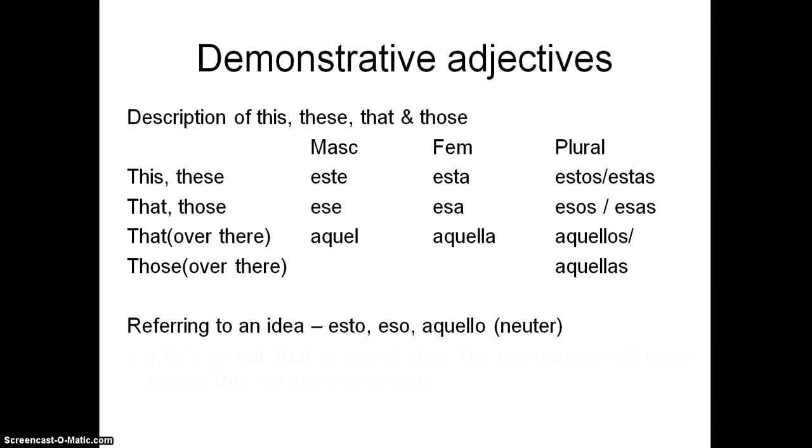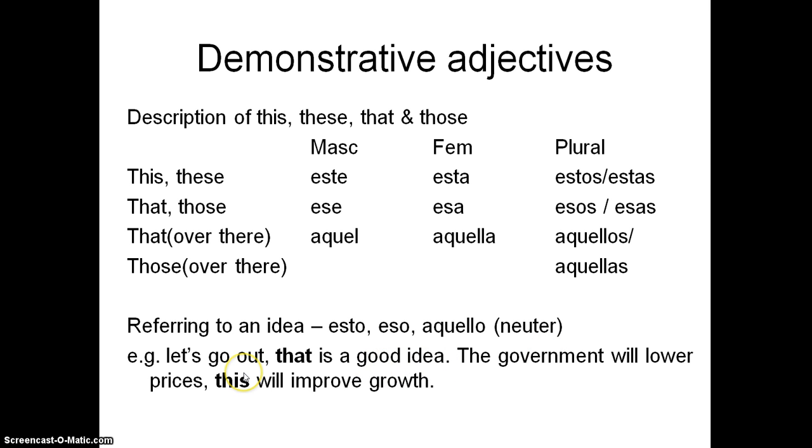So let's give you an example. Let's go out. That's a good idea. That is referring to the whole idea of going out. So this is where we would use eso. The government will lower prices. This will improve growth. This refers to the whole idea of the government lowering prices. So in this case, we'd use esto.